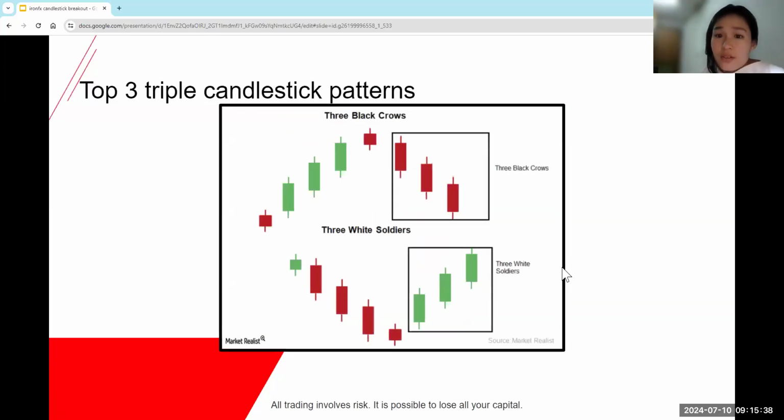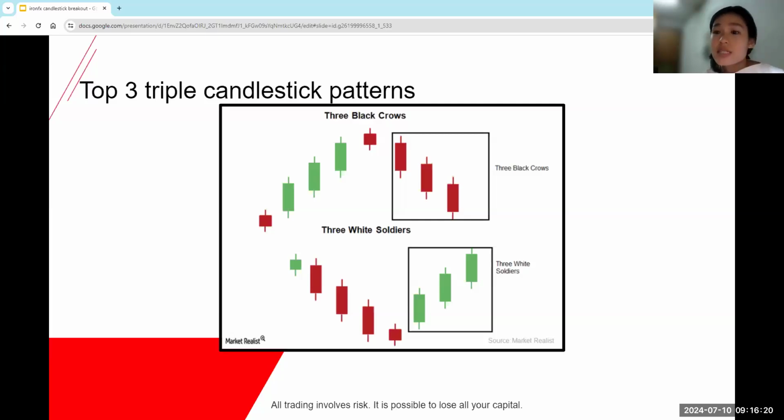Next we have the three black crows and the three white soldiers that we saw earlier. These are pretty straightforward. Your three black crows basically signify a confirmation of a downtrend, with three pretty similar candlestick formations, one after the other, moving in a bearish manner. Three white soldiers would just be the opposite of that. You would just have three of the same bullish candlesticks, one after the other, pretty similar in shape as well. And basically it confirms the strength of the established trend.